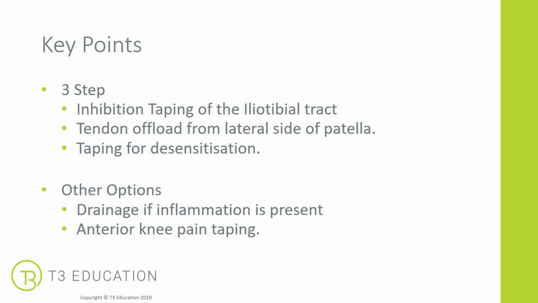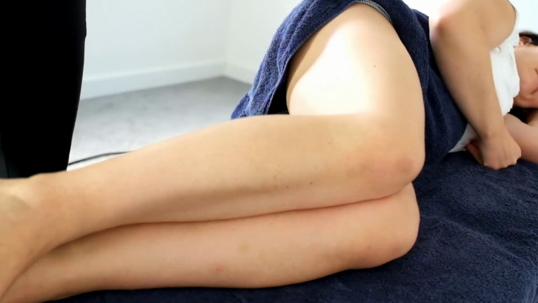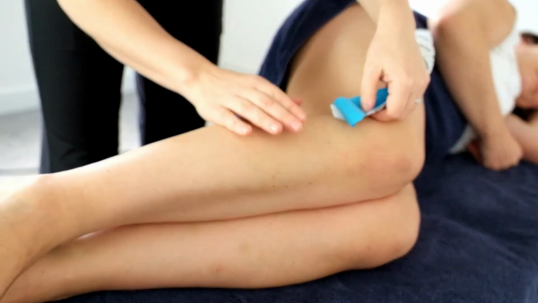Other taping options to consider. The first one would be lymphatic drainage taping if there is any inflammation present around the knee. And then also, if there is some anterior knee pain, the anterior knee pain taping may also be useful for this patient. We begin with inhibition taping for the iliotibial tract.